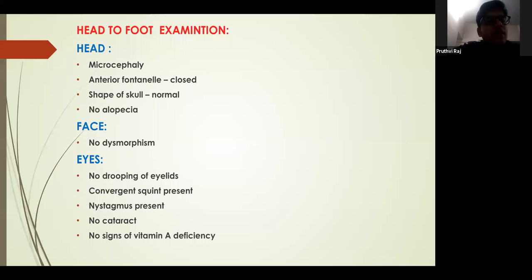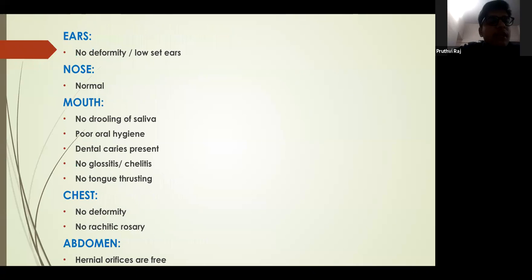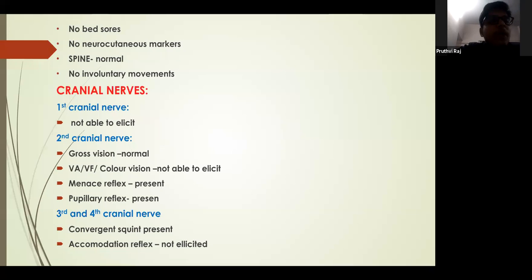Head to foot examination. Head: microcephaly, anterior fontanelle closed, shape of skull normal, no alopecia. Face: no dysmorphic features. Eyes: no drooping of eyelids, convergent squint present, nystagmus present, no cataract, no signs of vitamin A deficiency. Ears: no low set ears and no deformity. Nose normal. Mouth: no drooling of saliva, poor oral hygiene, dental caries present, no glossitis, cheilitis, no tongue thrusting. Chest: no deformity, no rachitic rosary. Abdomen: hernial orifices are free. No bed sores, no neurocutaneous markers, spine normal, no involuntary movements.